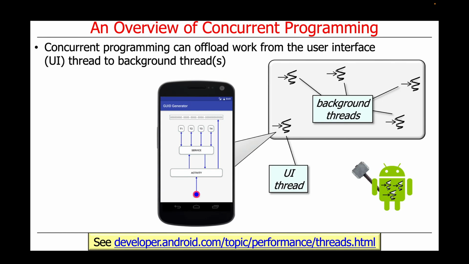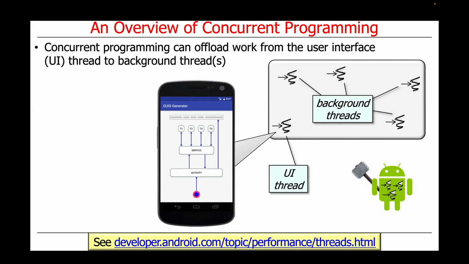Concurrent programming is often used to offload work from one thread, for example, the user interface thread, and then have background threads that do other kinds of work. This is very, very common in Android, very common in the iPhone iOS environment, and very common in things like Java FX or Java Swing and so on. There are different frameworks for writing user interfaces.